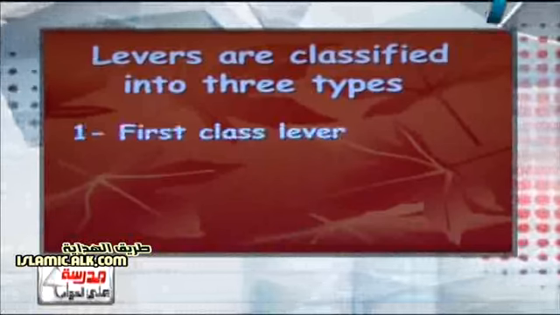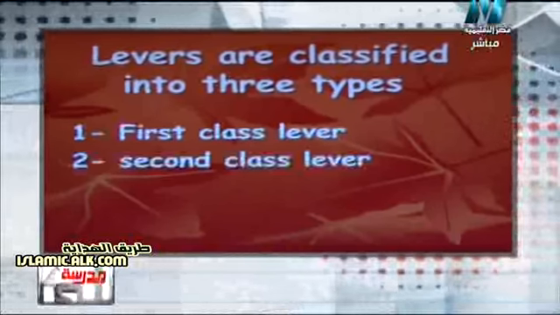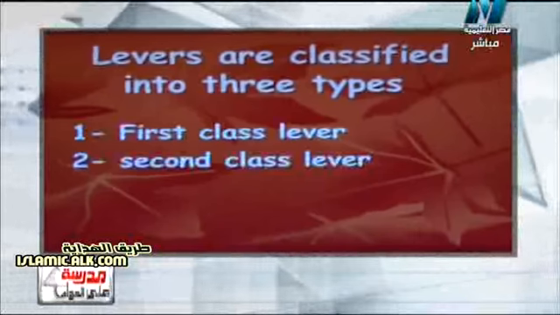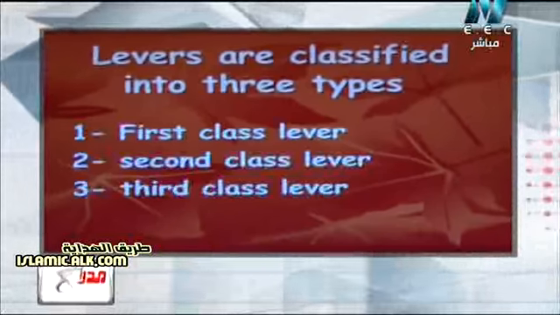So again, lever is what? Lever is a rigid bar, straight or curved, that rotates around a fixed point called fulcrum and is affected by 2 forces, which are effort force and resistance force. So levers, as we have studied, are classified into 3 types, which are first class lever, second class lever, and also third class lever.